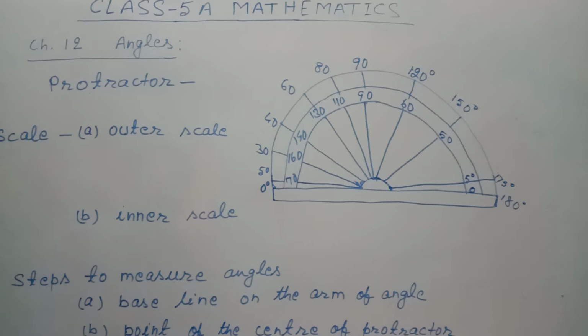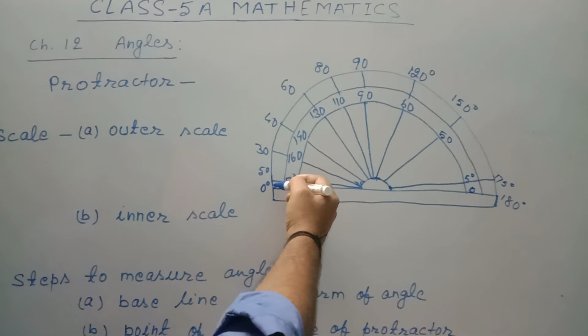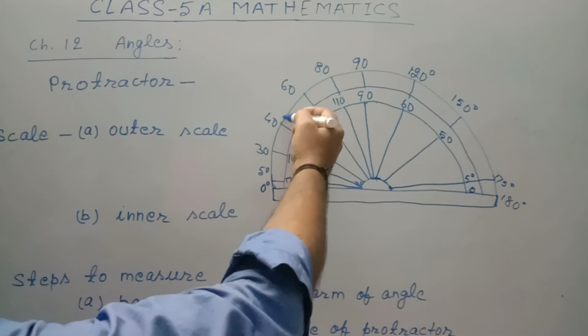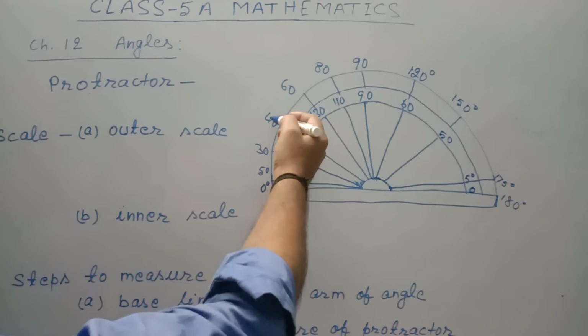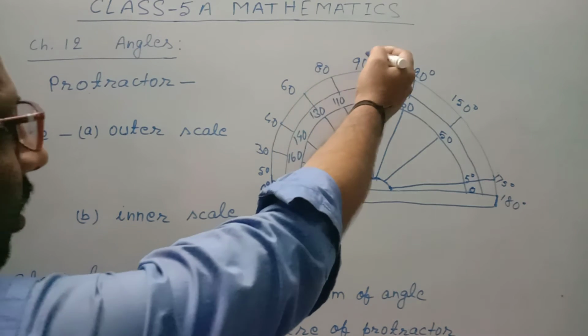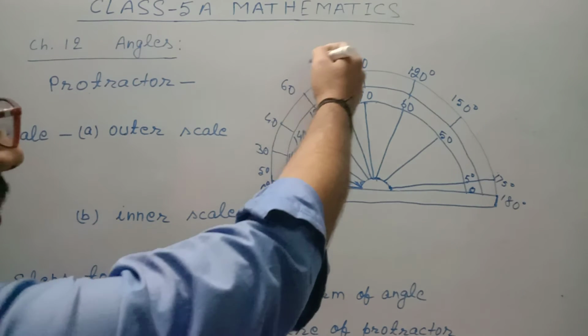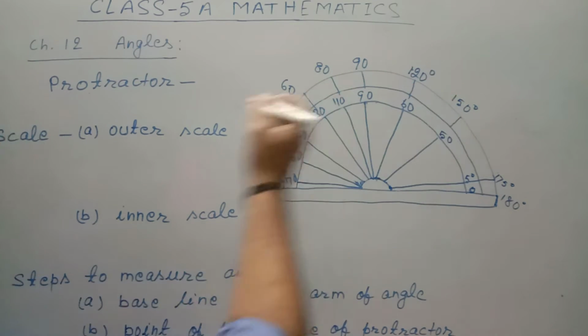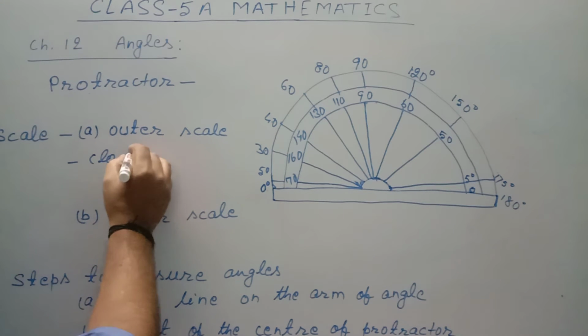A protractor has two scales, an outer scale and an inner scale. The outer scale moves in the clockwise direction: 0, 5, 30, 40, 60, 80, 90, 120 and so on. This is the clockwise direction. So the outer scale follows the clockwise direction.